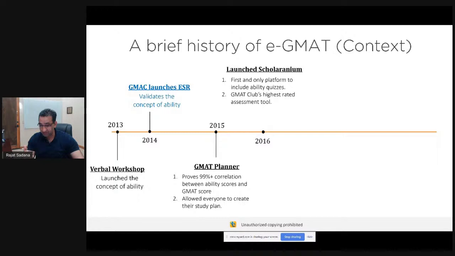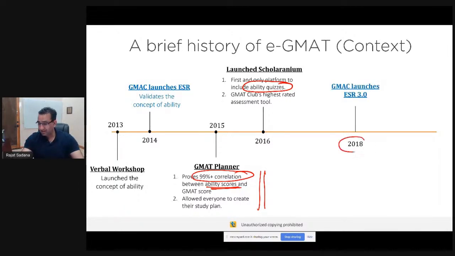Then in the year 2015, we launched a product called GMAT Planner. What we proved with that product was that there's a 99%, not 90%, not 80%, but 99% correlation between your ability scores and your GMAT scores, which means your ability scores account for 99% of the score on the GMAT. And this tool allowed each and every individual to create their own study plan. Then in the year 2016, we launched our Scholarinium platform, which included the concept of ability quizzes. To date, it's the only platform that has ability quizzes. It is the highest rated assessment tool on GMAT Club of any assessment tool that has 50 or more reviews.